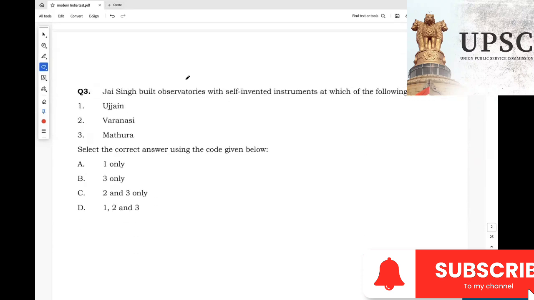Moving to the next one. Jai Singh. Now Jai Singh belongs to the kingdom of Amer, which is presently Jaipur in Rajasthan. All right. And he belongs to the same family that Navratan Man Singh belonged to. Now it is said that he built observatories, which are known as Jantar Mantar. Now all of you know that Jantar Mantar is there in Delhi also, right? Jantar Mantar is there in Jaipur also. The Jaipur Jantar Mantar is a UNESCO heritage site.